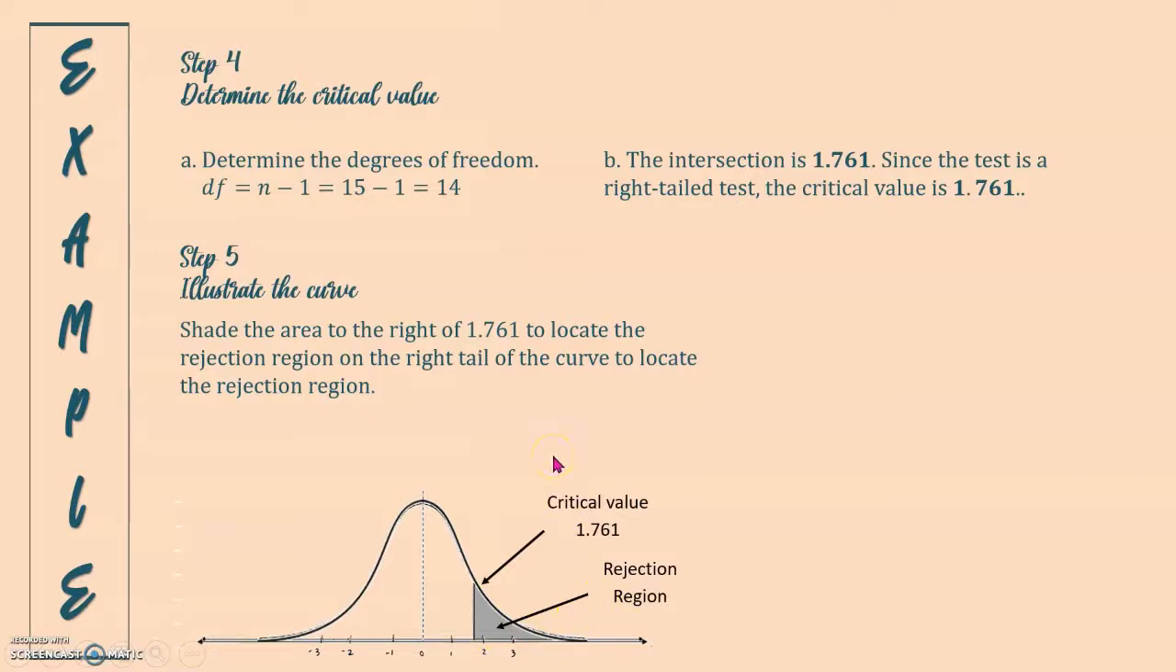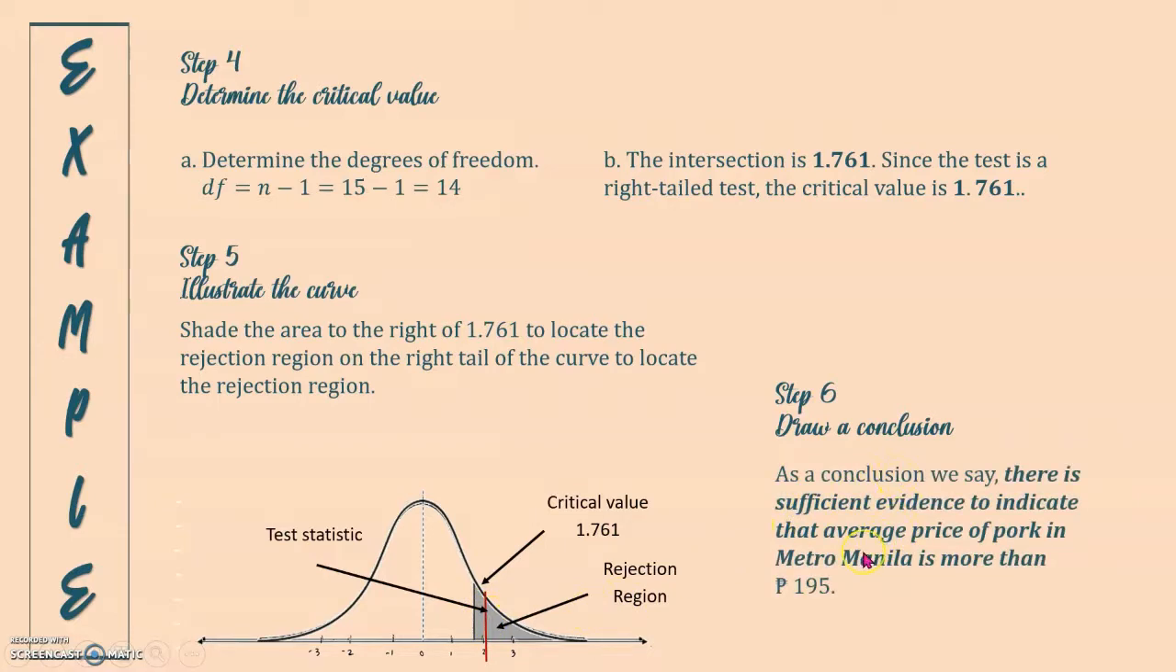Now, let's go back to our step 3, and our computed test statistic is 2.04. Locating 2.04 in the curve, it's here, just slightly passing through positive 2. And we see that our test statistic falls within the rejection region, within the shaded region. So in conclusion, we say that there is sufficient evidence to indicate that the average price of pork in Metro Manila is more than 195 pesos.